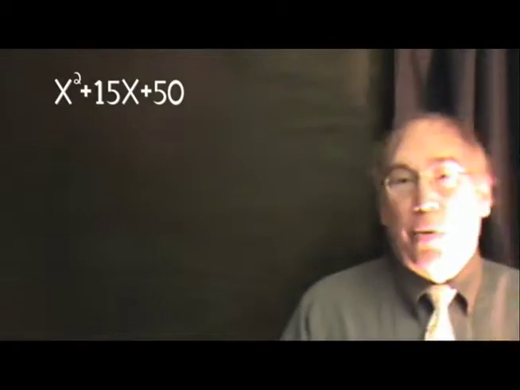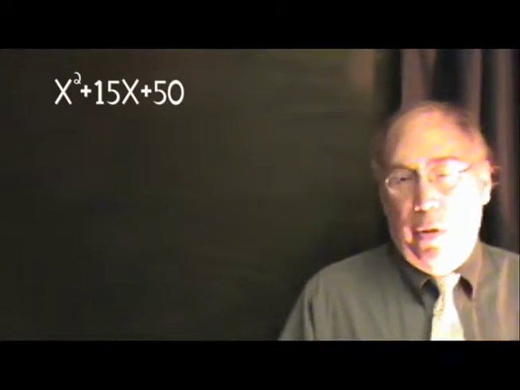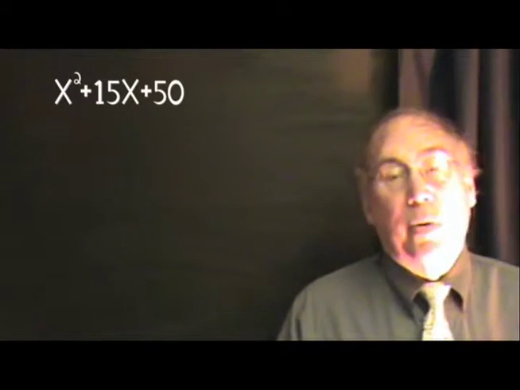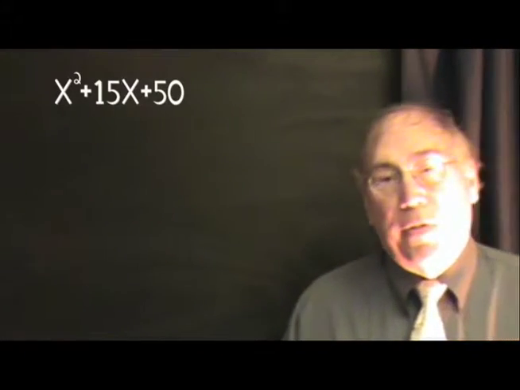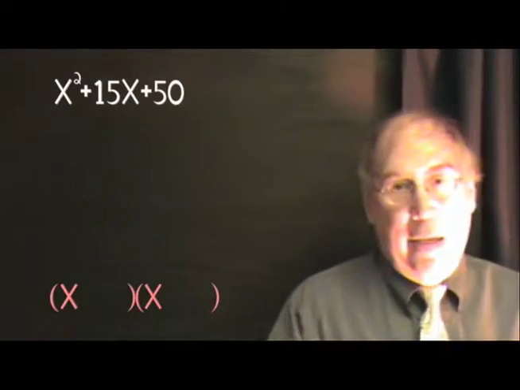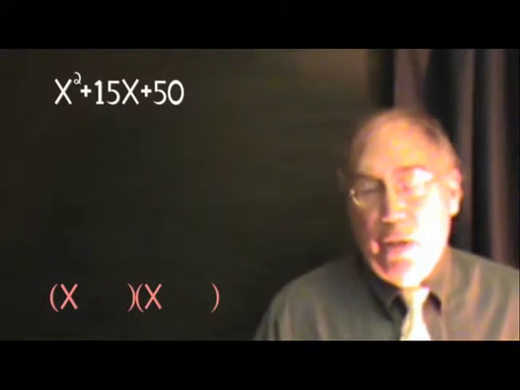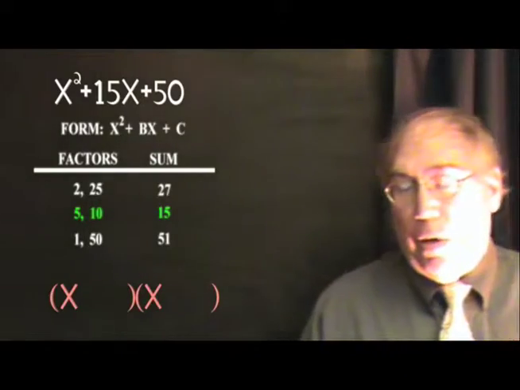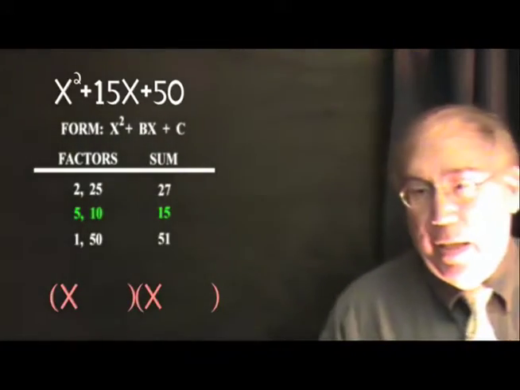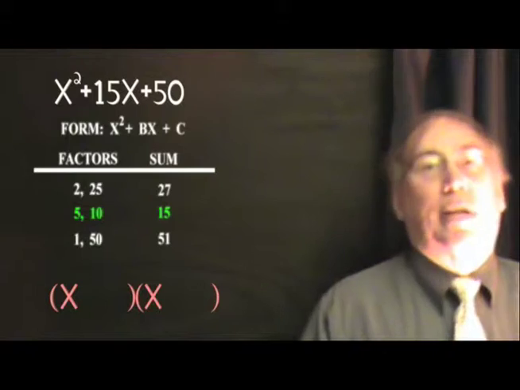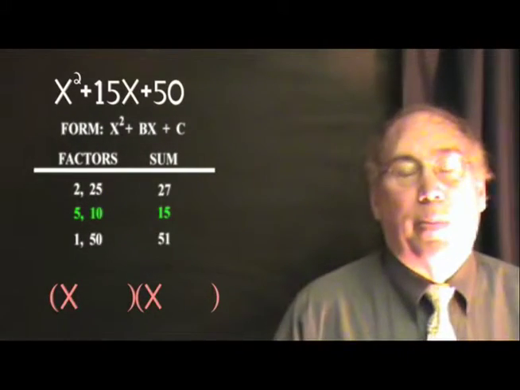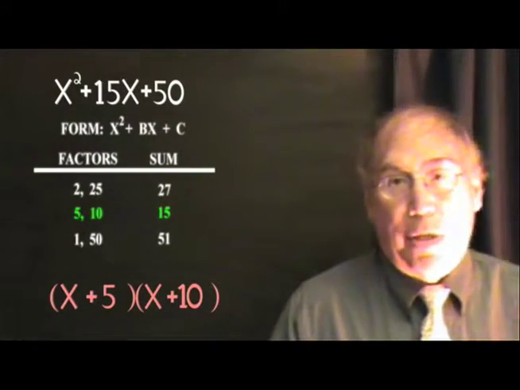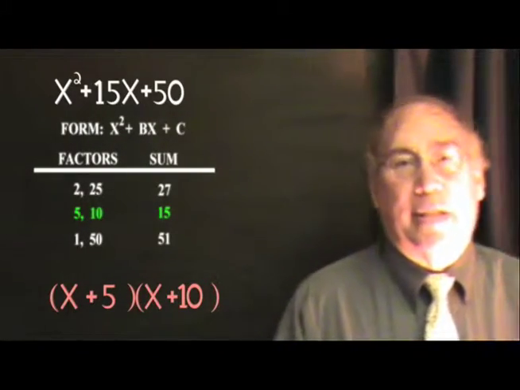In another situation here, we think of the factors of 50, and we look for the factors such that when you multiply them together, you get 50. When you add them together, you get 15, that middle term there. So we put the x's out front in the parentheses, and then we look through our list of factors here, and we find that 5 and 10 best fit that situation. So we put 5 and 10 in the parentheses, and we get the quantity x plus 5 times the quantity x plus 10.